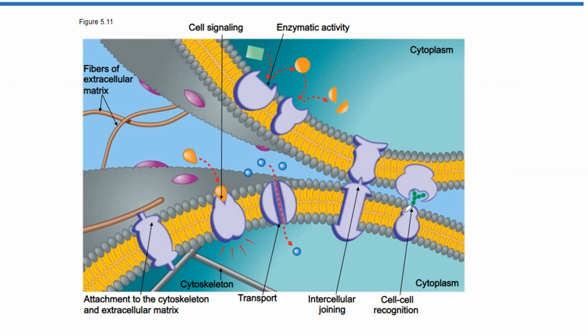Cell-to-cell recognition, when we have a protein with a sugar attached, so it's a glycoprotein, and another protein of another cell, for example a white blood cell, is going to recognize the sugar and recognize a cell as a self cell. And over here, we show proteins that are enzymes. So the function is enzymatic activity.